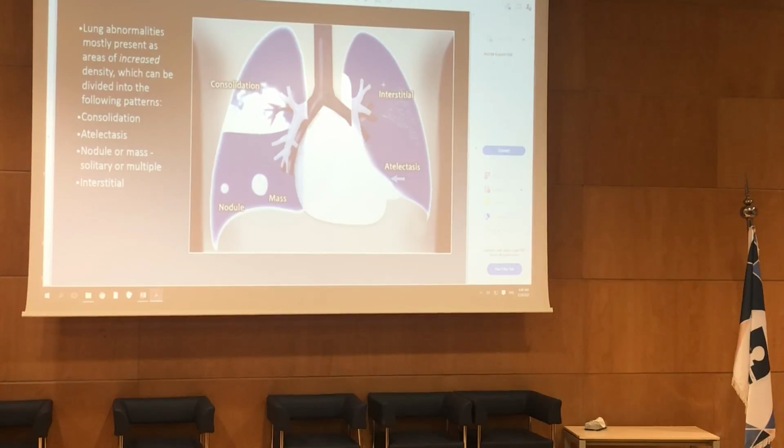So the increased density has different patterns. It could be just a focal area of fine lines or a diffuse area of fine lines, and we call it interstitial, okay? If it's focal, just a small triangular part, then it could be the beginning of an inflammation or pneumonia, or, as we see in COVID now, ground glass opacity. If it's more diffuse, then it could be related to either pulmonary edema or cardiogenic edema of the lung, or acute respiratory distress syndrome, which also shows diffuse increased interstitial density.